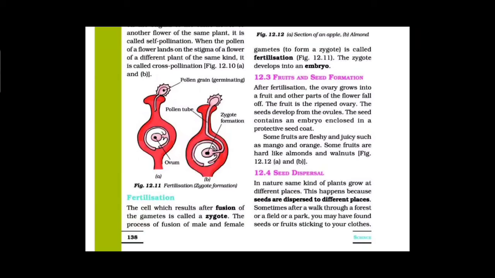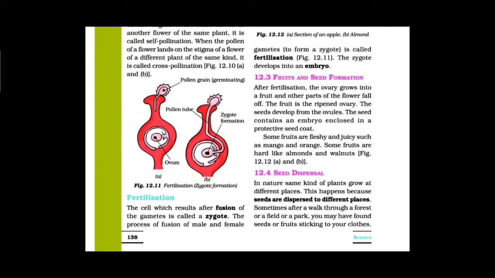Then fruit and seed formation. The next topic is how the fruits and seeds form. After fertilization, the ovary grows into what? Fruit, and the other parts of the flower fall off. The fruit is the ripened ovary. The seed develops from the ovules. The seed contains an embryo enclosed in a protective seed coat. Some fruits are fleshy and juicy, such as mango and orange. Some fruits are hard like almond and walnut.